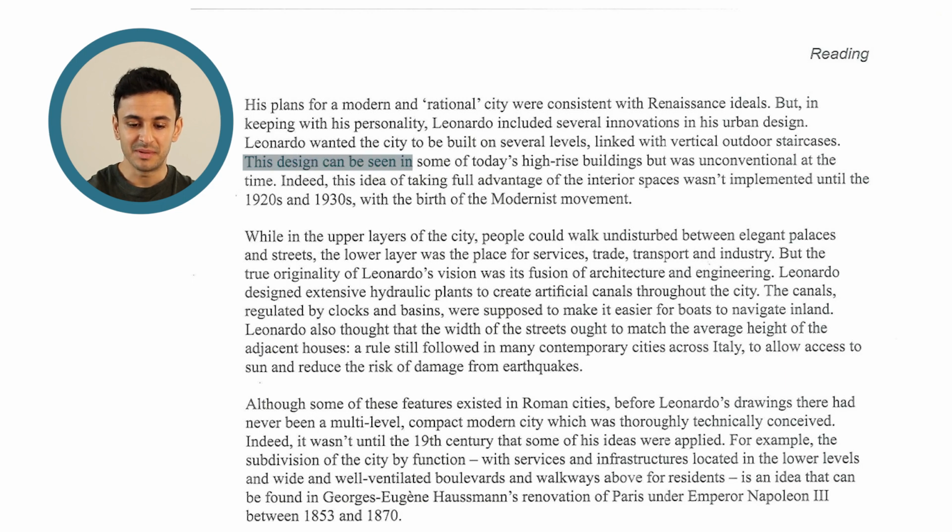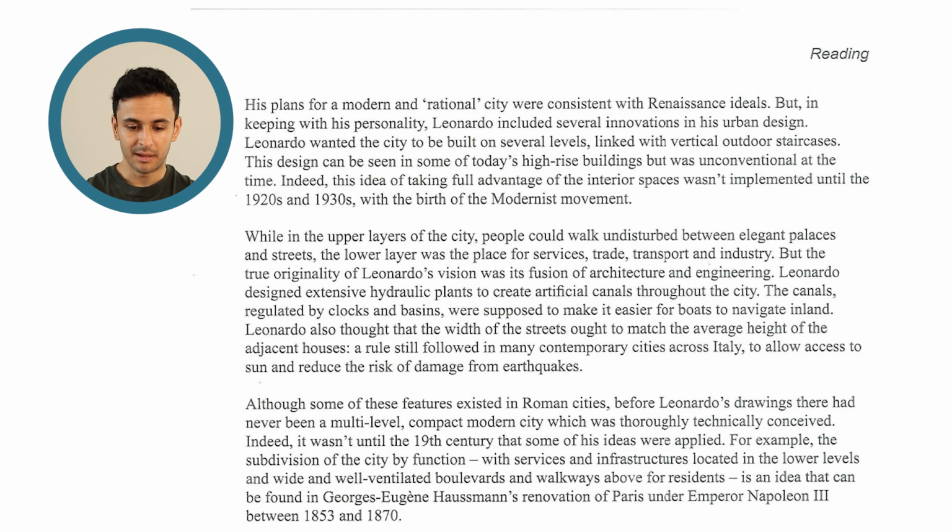This design can be seen in some of today's high-rise buildings, but was unconventional at the time. So we do have this design aspect in today's buildings, however, it was unconventional at the time. Probably no one before Da Vinci ever thought about it. As I mentioned, the way I found it, I remember that I read this word unconventional. I came straight to the paragraph where it's mentioned. As I read literally only the sentence, I didn't even look at the first sentence of the paragraph. I only read the start of the sentence where I saw that word, and then the one just before that, and I could see this vertical outdoor staircases.